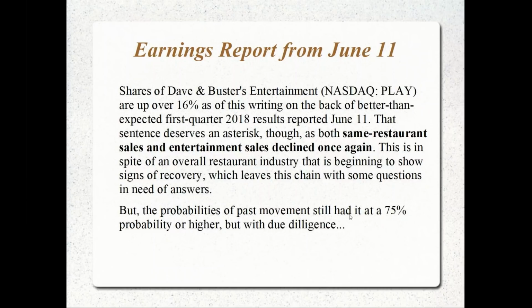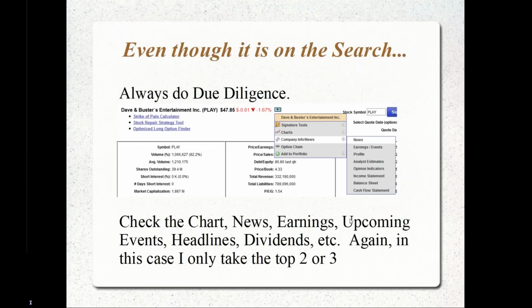But the probability of the past movement, it still had a 75% probability or higher of staying above the put strike price. But with due diligence, had I checked the stock chart, the news, look at the earnings and events, any upcoming events that are listed, taking a look at the recent headlines, maybe dividends, I would not have entered PLAY because of the chart and because of the news and the write-up after the earnings on June 11th and seeing what happened after June 11th.